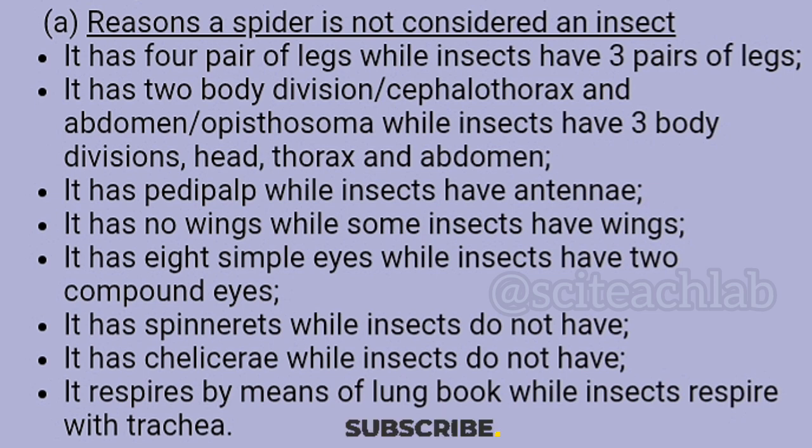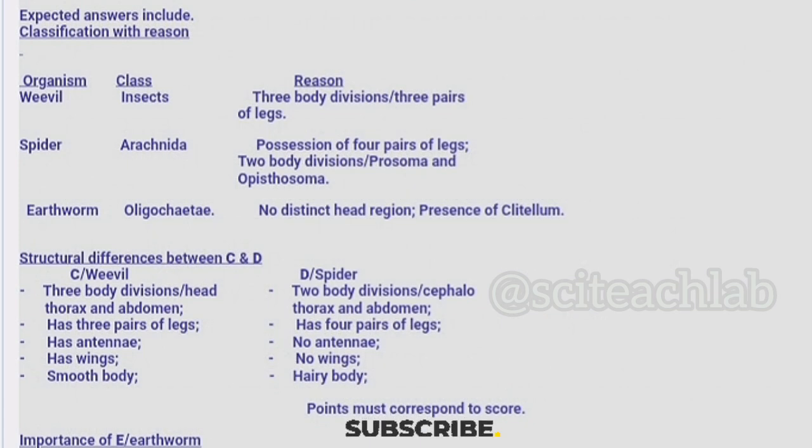Remember, we said that the class of spider is Arachnida. And what's the reason? Always remember, they'll ask the reason why you say it's like that. Because of the position of 4 pairs of legs, and 2 body divisions, prosoma and opisthosoma. Then you see their structural features: spider has 2 body divisions, has 4 pairs of legs, no antennae, no wings, hairy body, and all that. If you're asked, you fetch your information from there and you answer accurately.